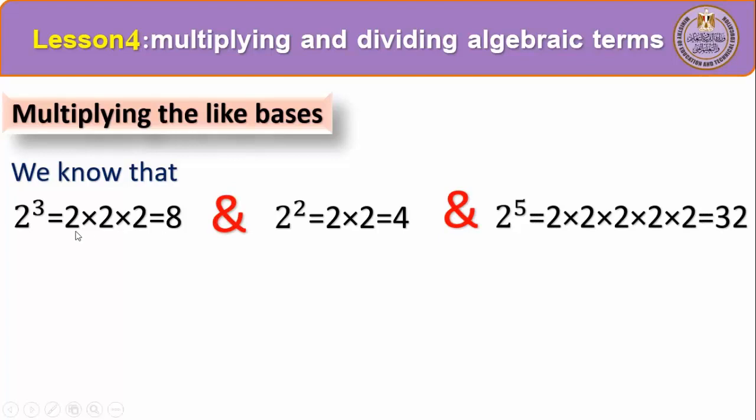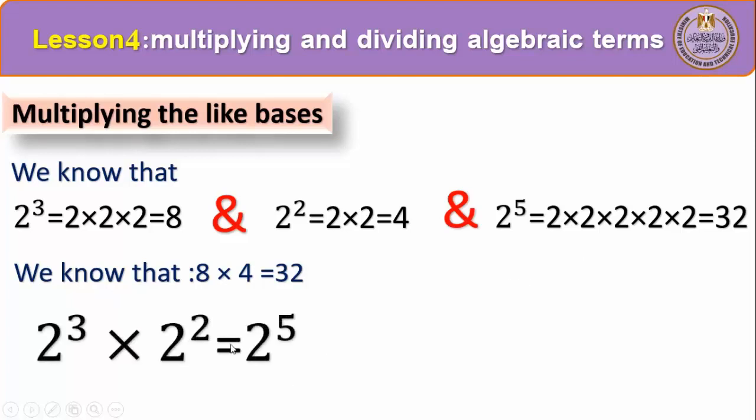For example, if we have 2 power 3, which is 2 times 2 times 2 equals 8, and we have 2 power 2, which is 2 times 2 equals 4, and we have 2 power 5, which is 2 times 2 times 2 times 2 times 2, which is 32. So we note that 8 times 4 equals 32, and 2 power 5 also equals 32. So 2 power 3 times 2 power 2 equals 2 power 5.